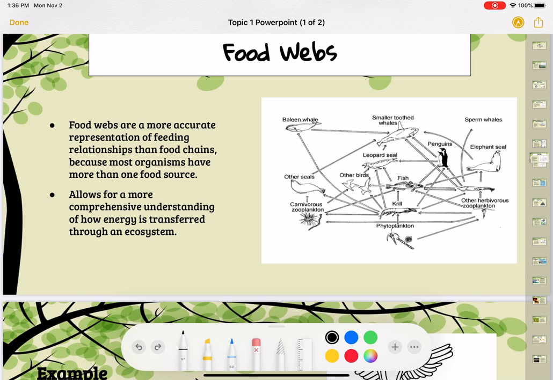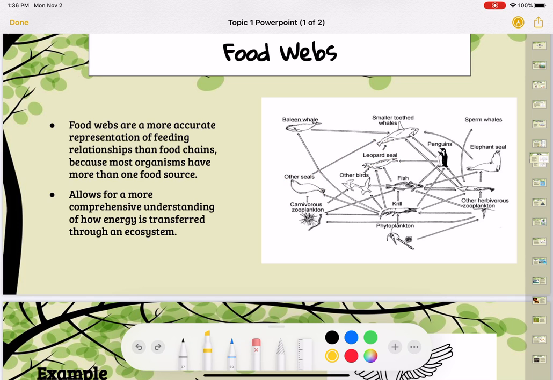So if we look at the seal, the seal right there, we see that he is eaten by the whale. The leopard seal is also eaten by the whale. The penguin's eaten by the whale. So the things that are pointing to it are the things that they eat.